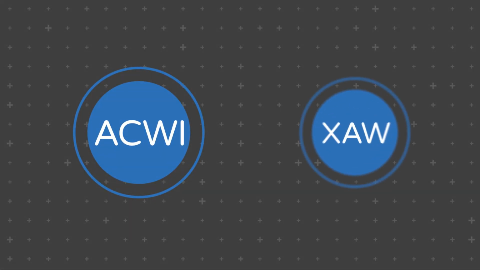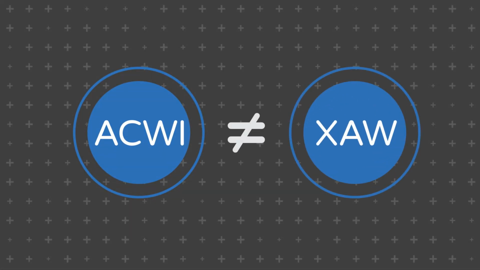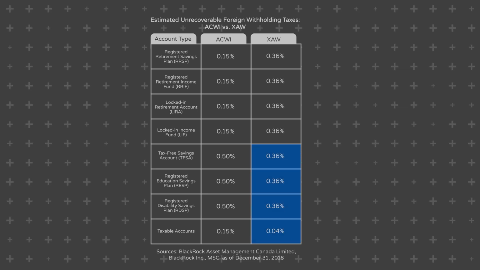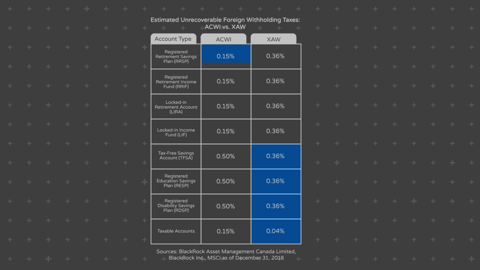Although ACWI and XAW are imperfect substitutes for one another, I've compared their foreign withholding tax drag across various accounts in this chart. XAW is expected to be more tax efficient than ACWI across all accounts except tax-deferred accounts, such as RSPs, LIRAs, RIFs, and LIFs.